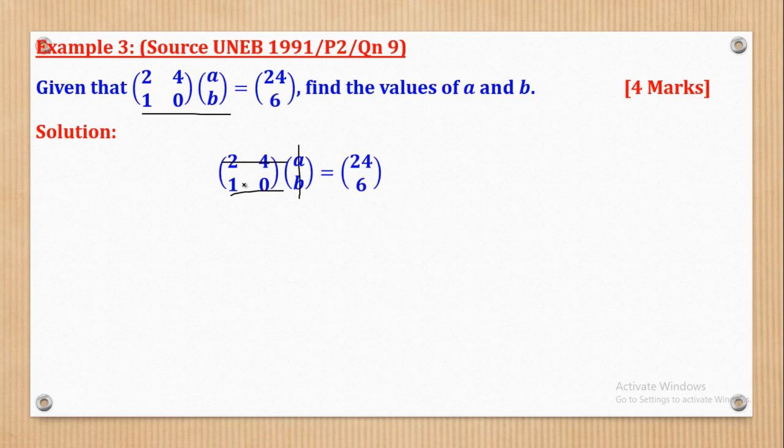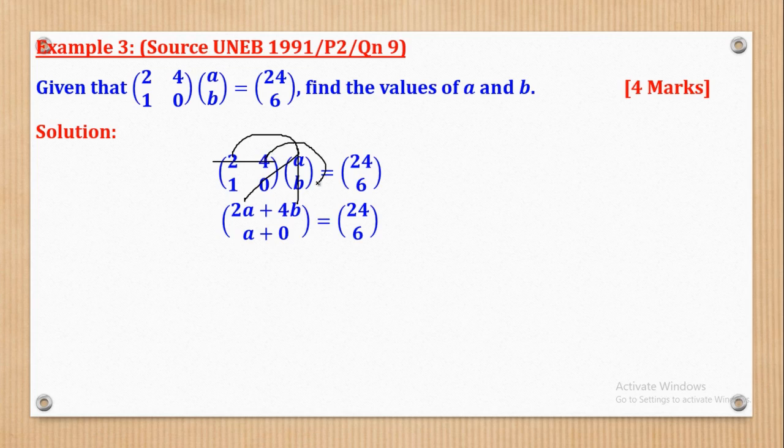So when I multiply row by column, I say 2 times A to give me 2A, plus 4 times B to give me 4B. Then I go down a row: 1 times A to come up with A, then 0 times B to come up with 0.